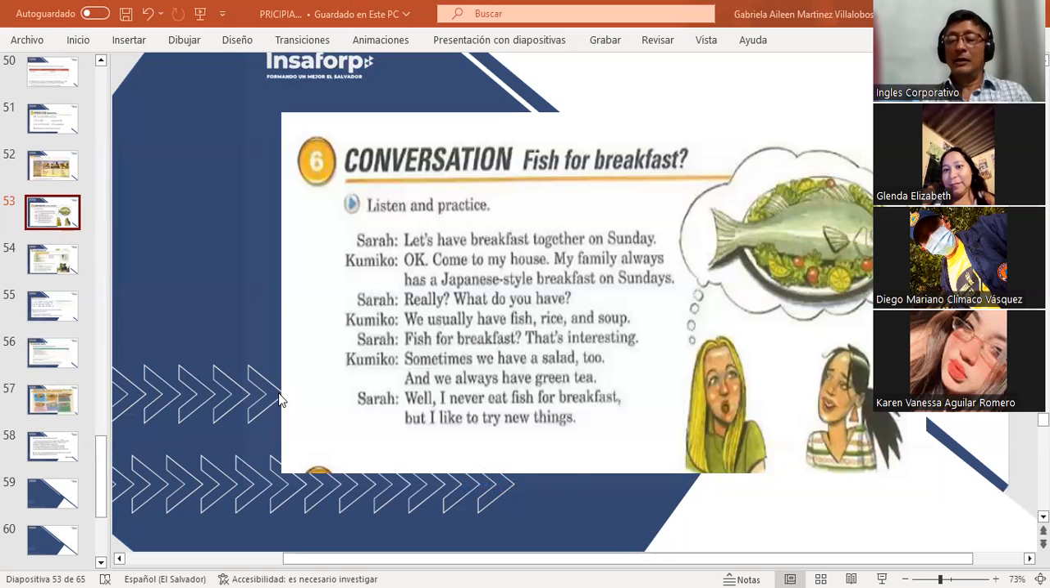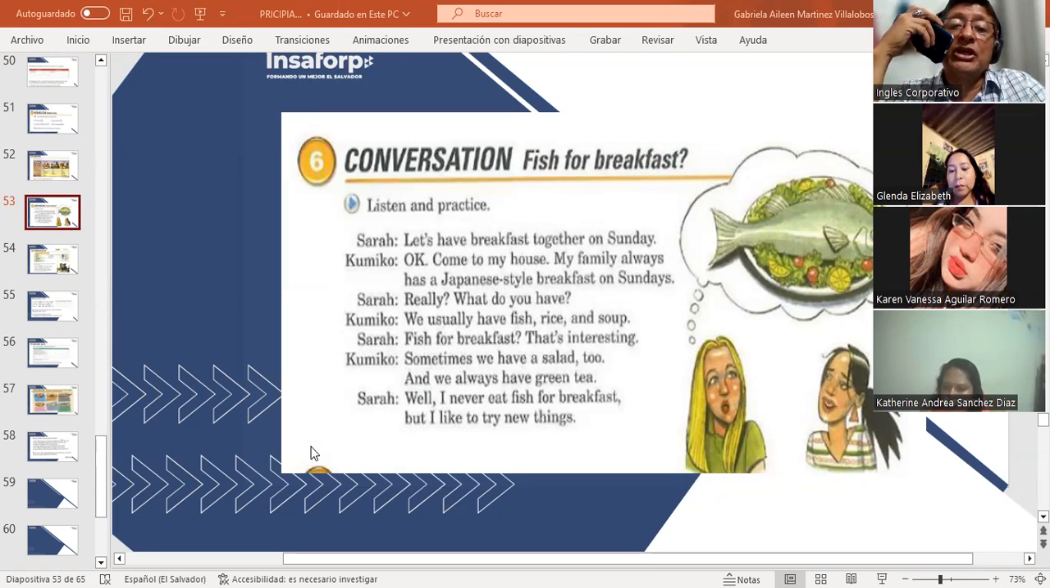Now, another activity, okay? We have another activity. This is a conversation. Fish for breakfast. Let's have breakfast together on Sunday. Okay. Come to my house. My family always has Japanese-style breakfast on Sundays. Really? What do you have? We usually have fish, rice, and soup. Fish for breakfast. That's interesting. Sometimes we have a salad too, and we always have green tea. Well, I never eat fish for breakfast, but I like to try new things.